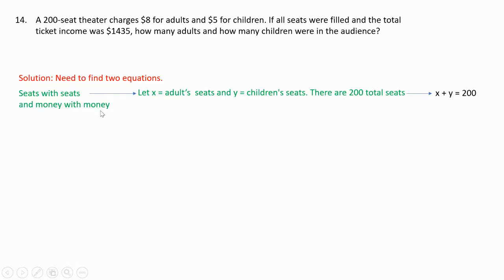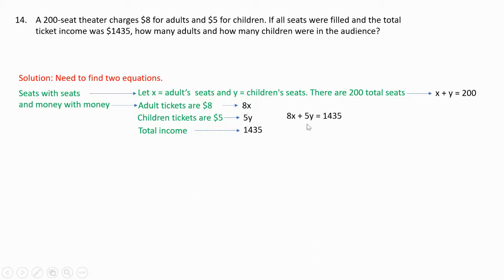Now I'm going to use money with money. Since X equals adults, and the adult tickets are $8, that's going to be 8X. Children's tickets are $5. Since children's seats is Y, this will be 5Y. And what's the total income? $1,435. So 8X plus 5Y must equal 1,435. So I have both equations now.